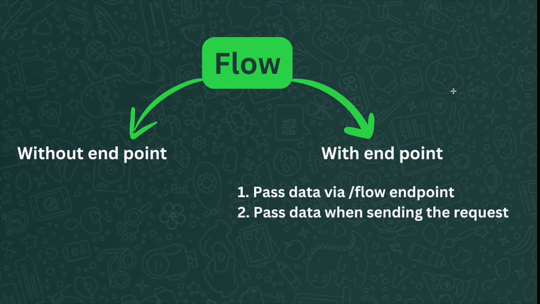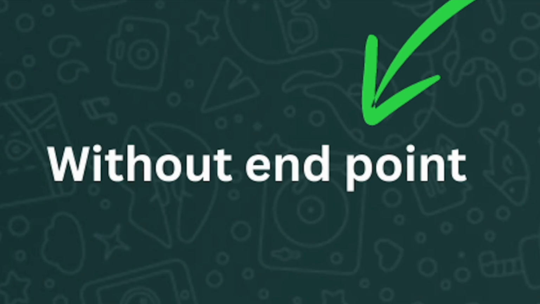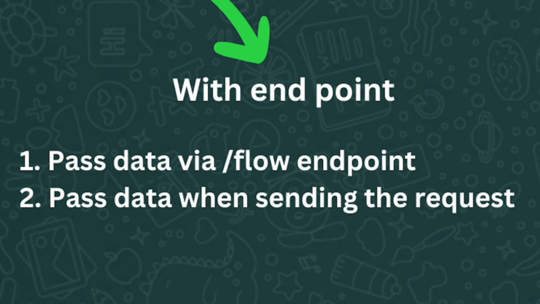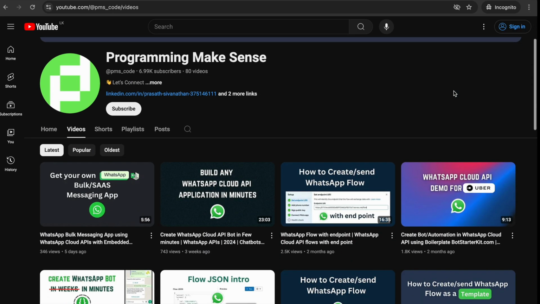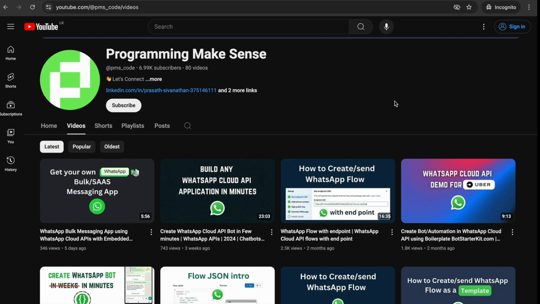There are two ways we can create WhatsApp flows. One is without endpoint, another one is with endpoint. In the previous tutorial, I have covered with endpoint, right? How we can get the data and share the data via the WhatsApp flow endpoint.